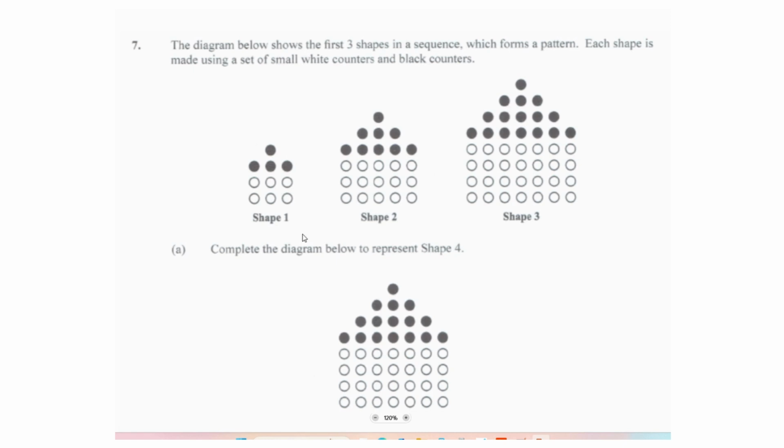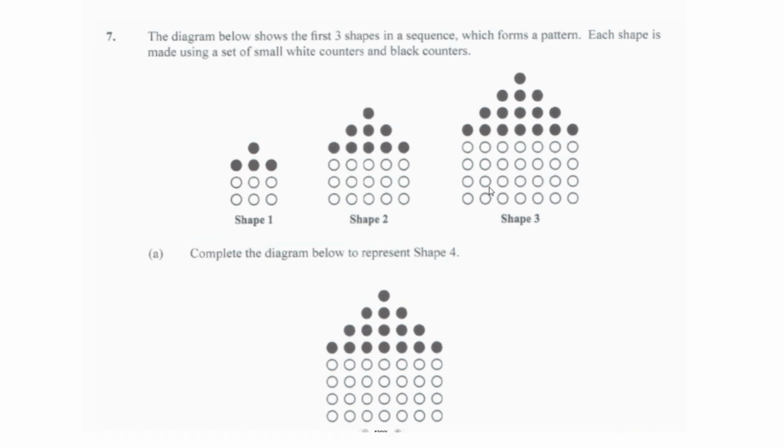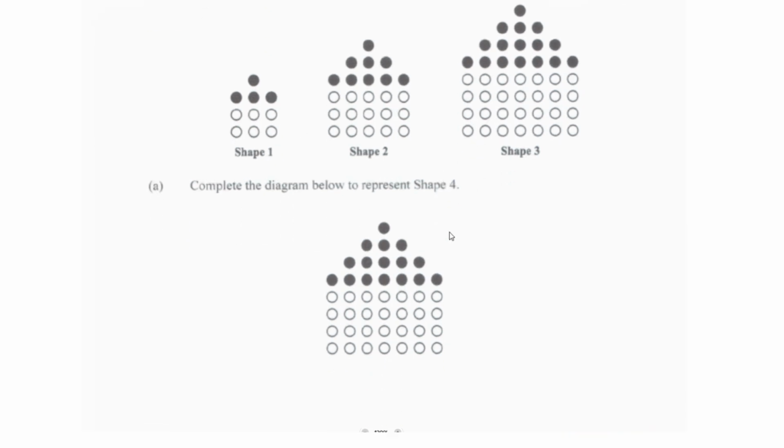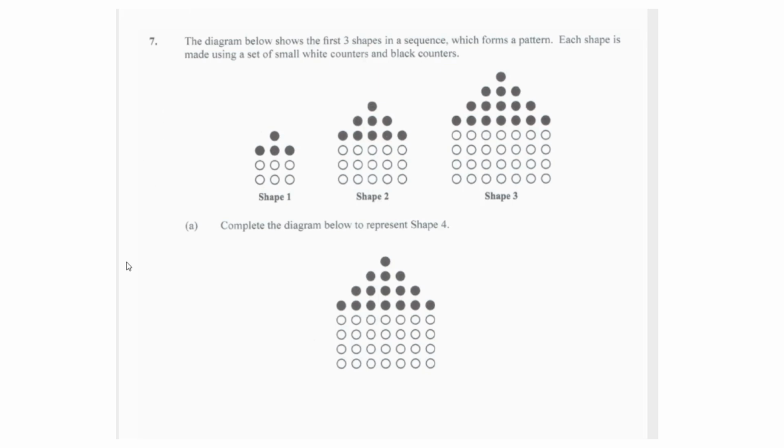The diagram below shows the first 3 shapes in a sequence which forms a pattern. Each shape is made up of a set of small white counters and black counters. Part A, complete the diagram to represent shape 4. So let us study the pattern and see.